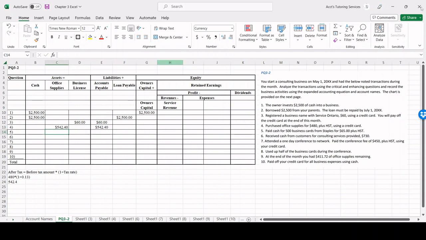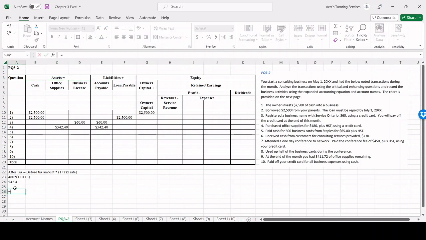Now transaction number 5, we paid cash. So automatically, we know cash is an asset and it's going to be decreased. So we've already analyzed that before even reading on to the rest of the question. We pay cash for 500 business cards from Staples for $65 plus HST.